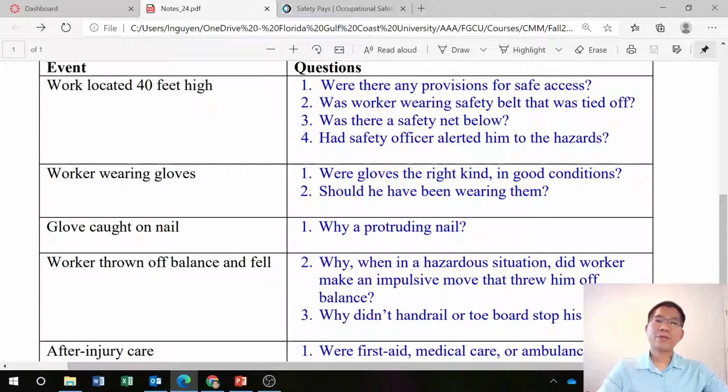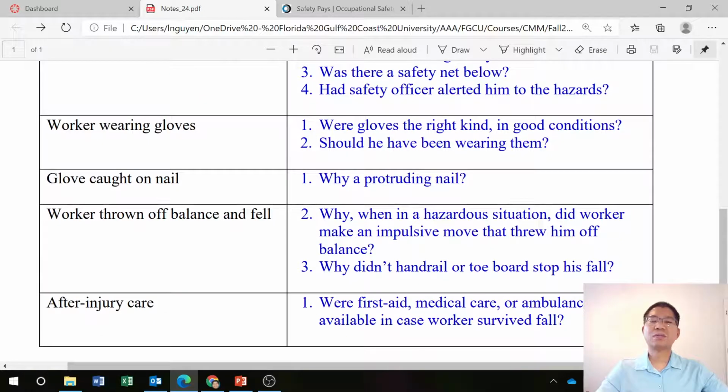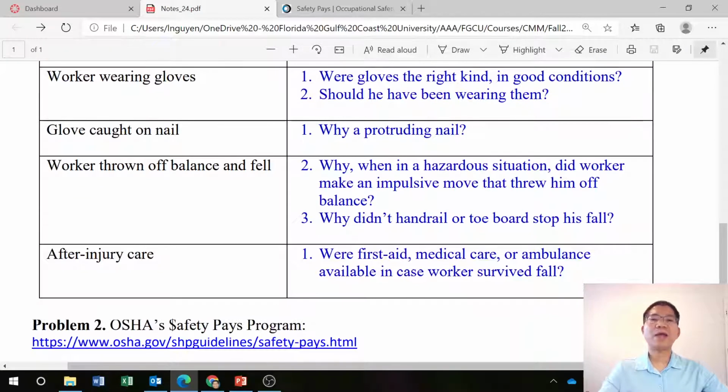Glove cuts on nail. Why protruding nails? Why is the nail exposed so that he got caught? The worker was thrown off balance and fell. Why and when? A hazardous situation. Did the worker make an impulsive move that threw him off balance?